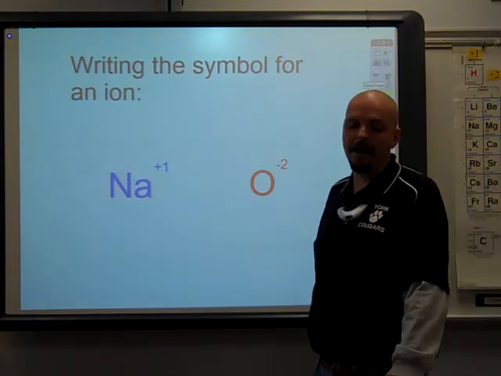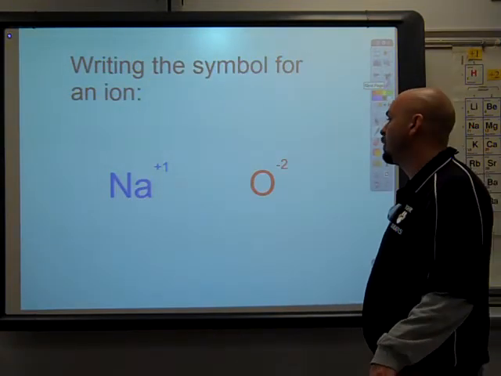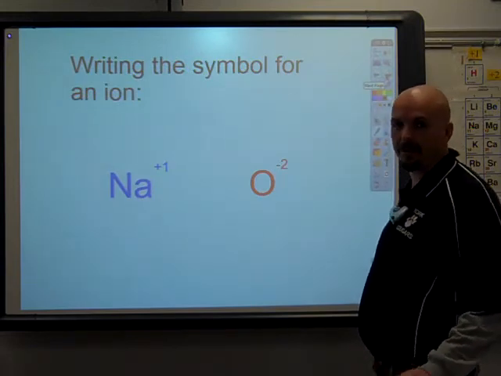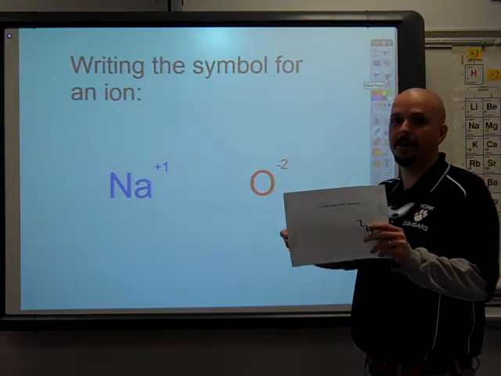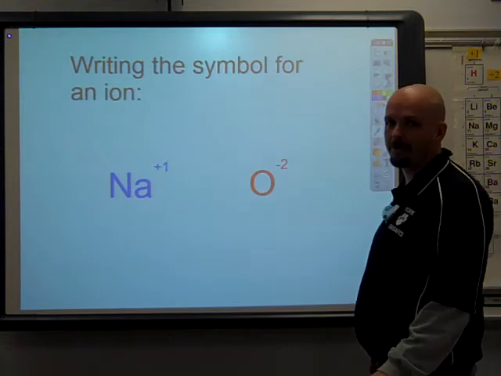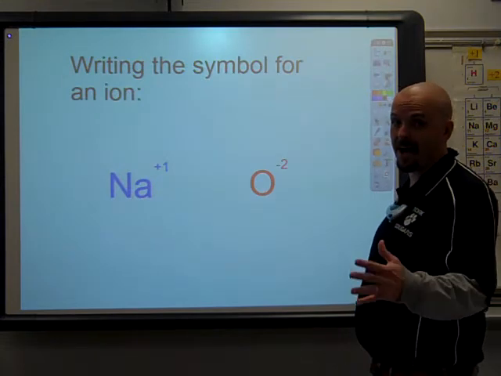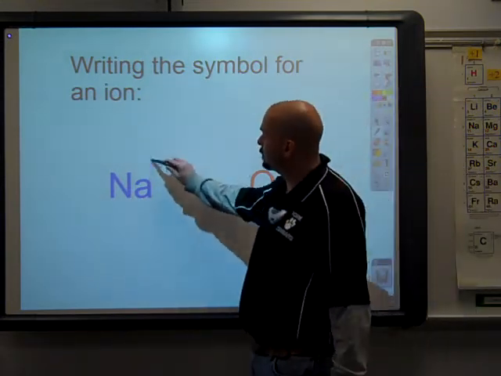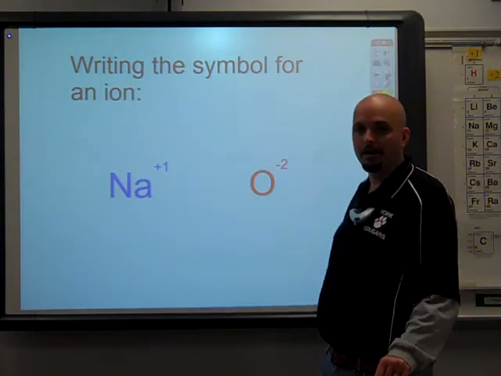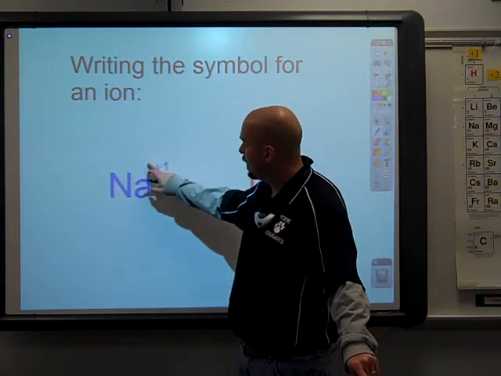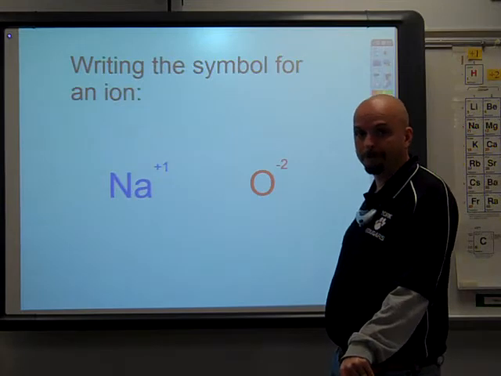Now we have a charge on our atom. We have to show that with our symbol. We wouldn't just want to write down Na. If I wrote down Na, you'd think it's the periodic table atom. You think it's that average atom. If I want you to think ion, I put this +1 charge on it. And the charge is always written in the upper right-hand corner.